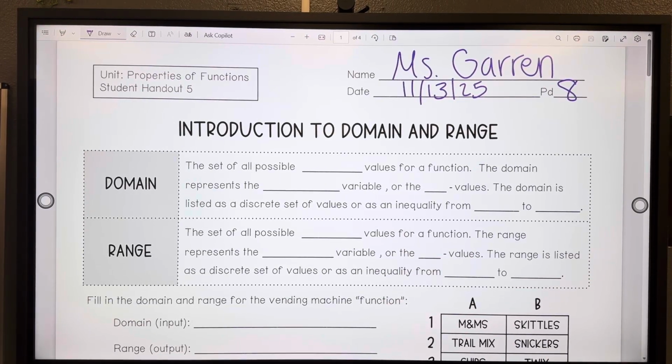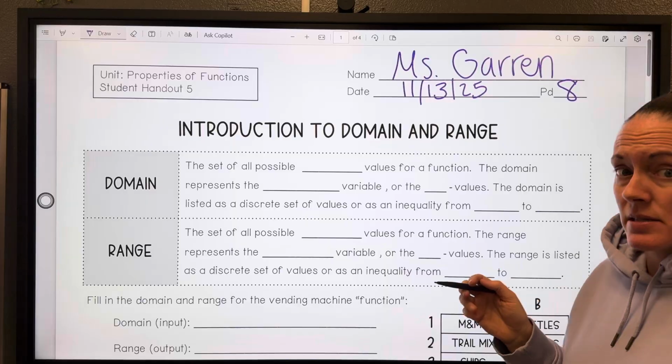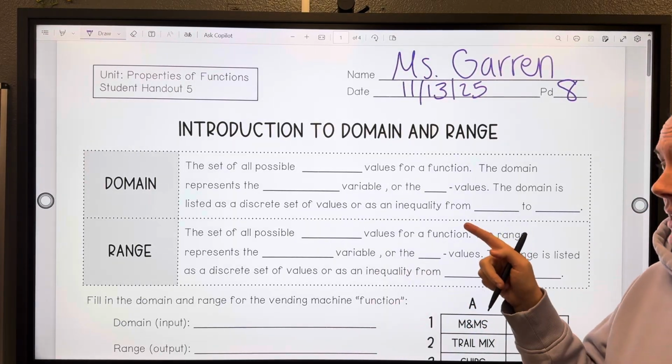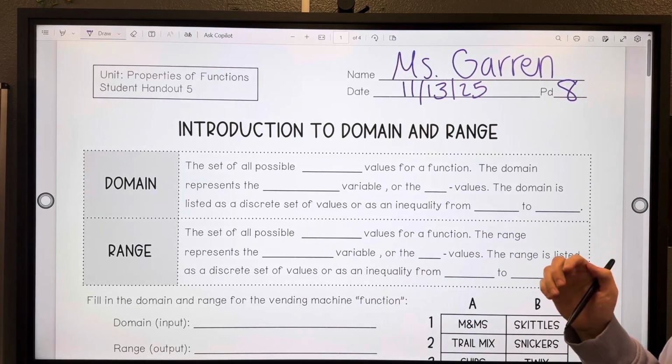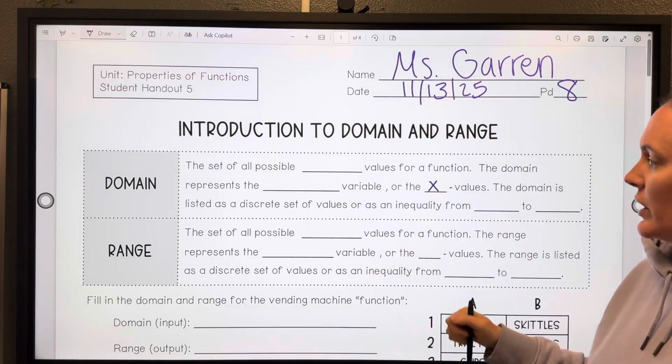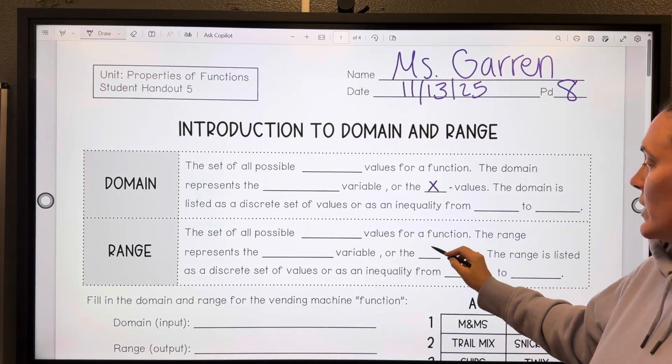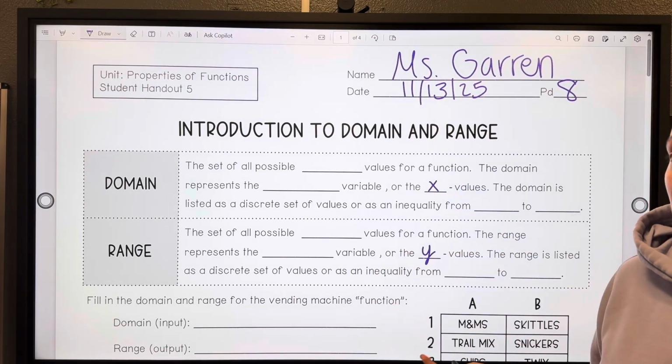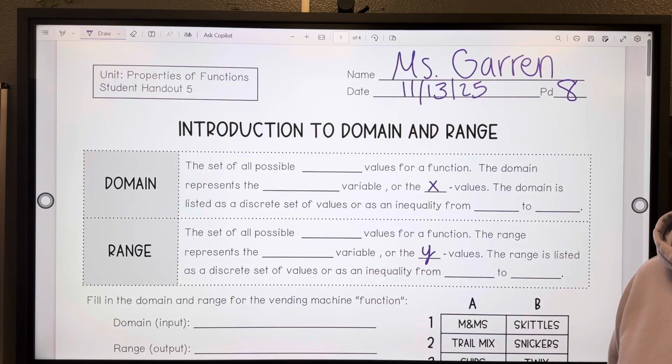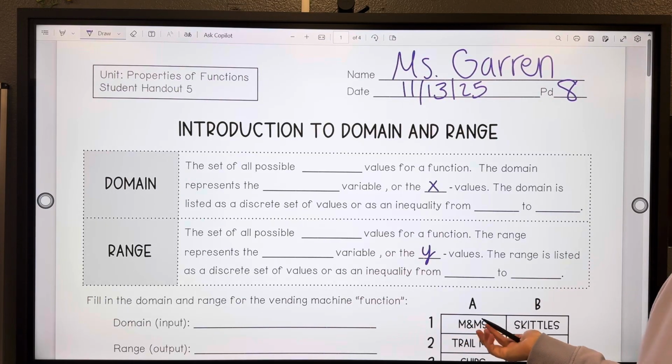Okay, domain and range are just sets. So we're going to talk about domain as a set of all possible x values. And we're going to talk about range as the set of all possible y values for whatever it is that you've graphed or named. Because a function might not always be graphed.